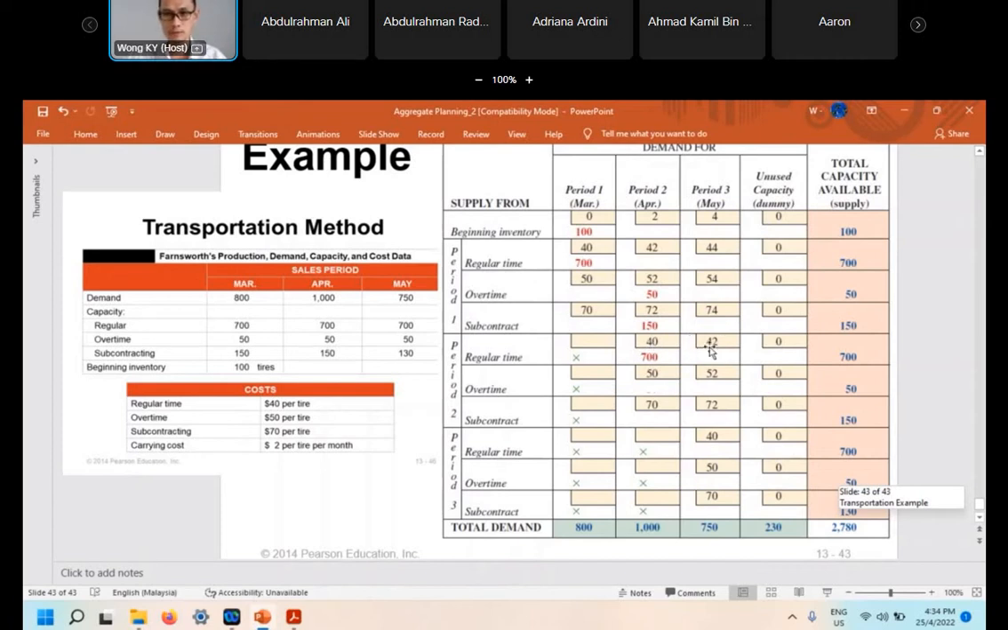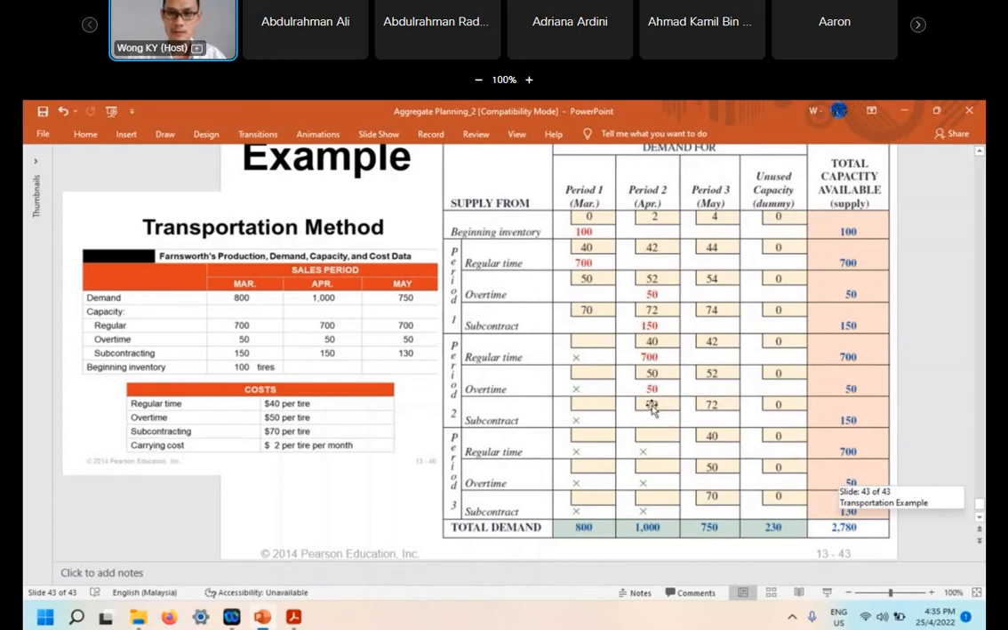Move on to the next cell, 42. Cannot assign here because I already used up my capacity. Then I move up to the next cell here, which has the minimum cost, $50. So what is the amount I can assign here? 50. Okay, but be careful, make sure you don't exceed the demand. So put 50 here. Demand is still not exceeded, fine. Right, so done. Then you find the cell with the next minimum cost, 52. Anything I can assign here? Nothing because I already used up my capacity. And let's move on to the next one here.